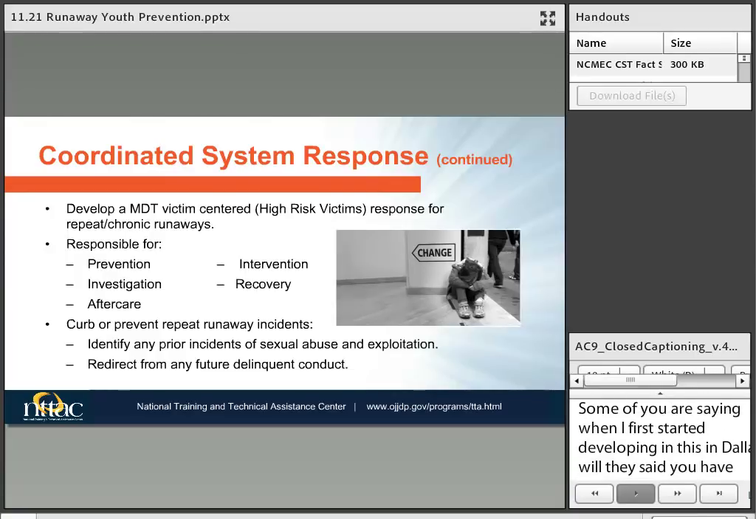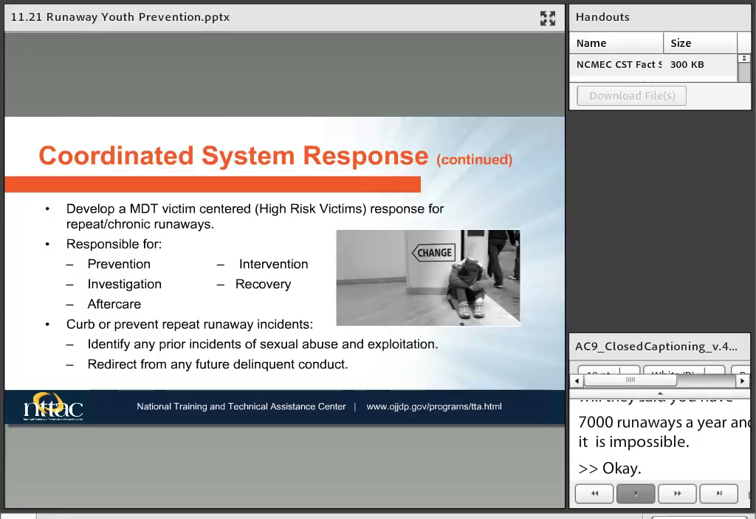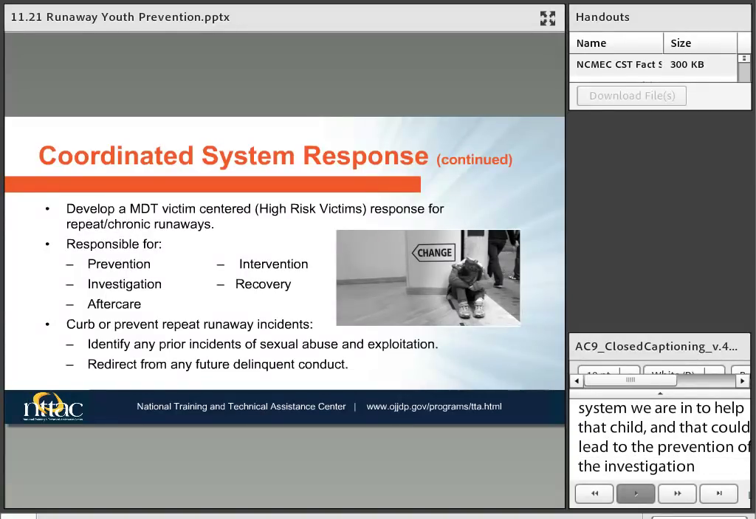Could we develop a multidisciplinary team approach to provide extra services, no matter what system we're in, to help that child? And that can lead to the prevention, the investigation of their exploitation that might occur when they're on the street, the aftercare, the intervention, the recovery part of it. And by doing that, not only can we curb future victimization, but maybe curb those runaway incidents. Because we do know sometimes these kids, just by having to live on the street, will engage in criminal conduct. So if we can prevent it on the front side, then maybe prevent the exploitation and/or the delinquency that might be out there across the board.